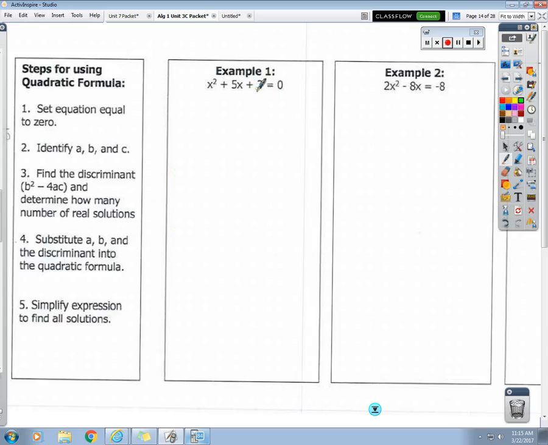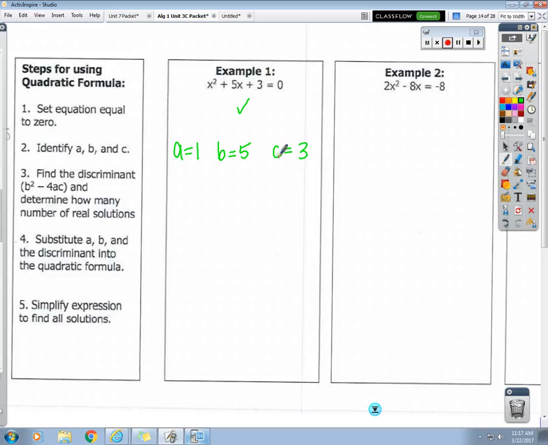So, the first step for solving by the quadratic formula is set it equal to 0. Well, this one's already equal to 0, so step 1 is done. Now we need to identify the a, b, and c. For example 1, what is the a? What is the b? And what is the c?